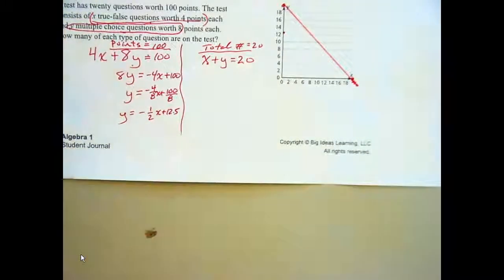Okay, did anyone figure out where these guys cross? Where'd they cross? At 12.5? No, they don't cross at 12.5. Okay, while I'm handing out the assignment, I want you guys to figure out where it crosses.